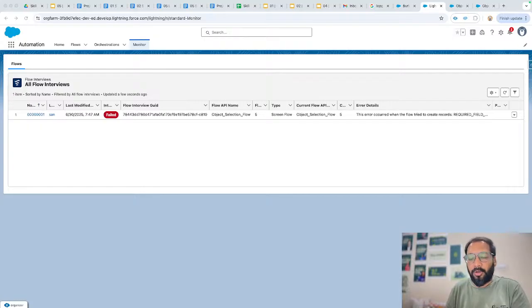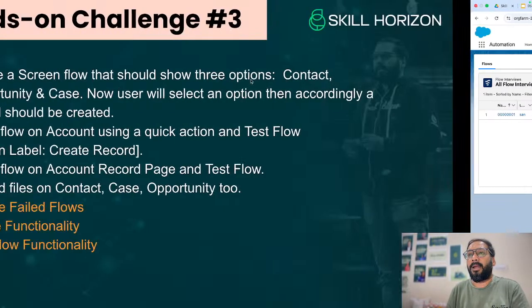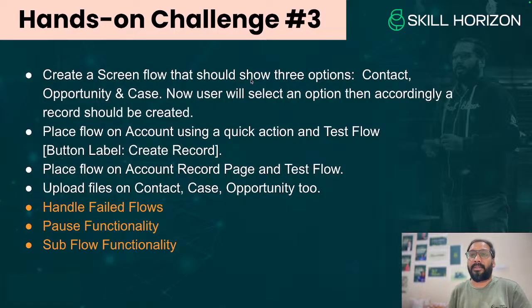Okay, so I hope this way you are able to understand how we can handle the failed flows, and this is very important. If you do not have any fault path and your flow fails, through these ways you will be able to handle the errors. You will be able to see that.